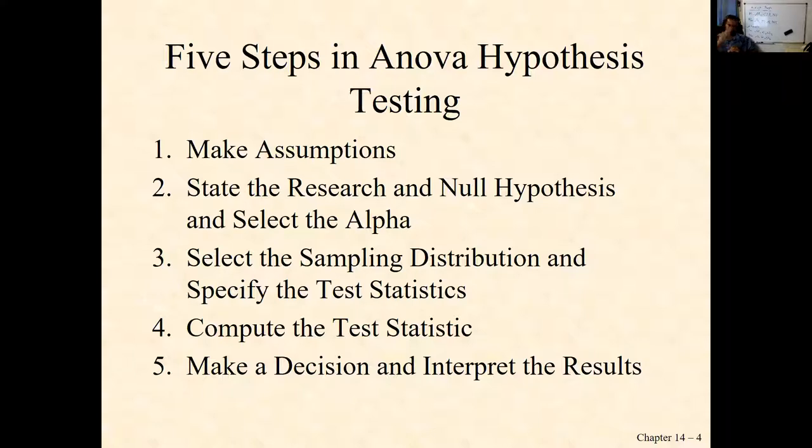Fourth thing that we're going to do is compute the test statistic. You're going to learn about the math behind how to compute the test statistic. And then after we compute that test statistic, we're going to make a decision and interpret the results. When we say make a decision and interpret the results, we're determining whether we're going to reject or fail to reject the null hypothesis.